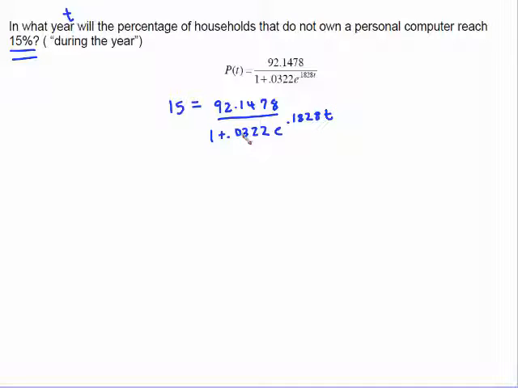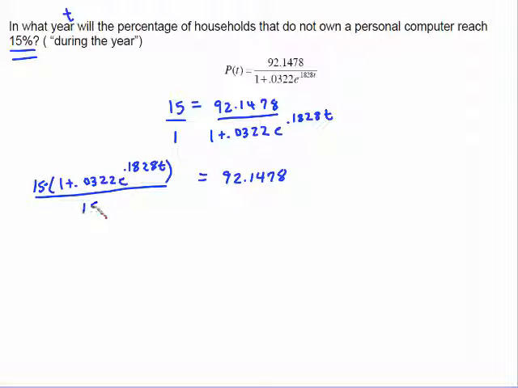Now, it's a little more complicated than the ones we did in the last episode. So what I like to do is to think about cross multiplying here. So if I multiply 15 times this whole bottom, now I'm not going to distribute. I'm leaving it as 15 times the quantity, 1 plus 0.0322e to the 0.1828t. And that equals 92.1478. Now remember what we're trying to do. We're trying to get t alone. So the first thing I do now is, instead of distributing, this is 15 times this quantity. So let's divide both sides by 15.